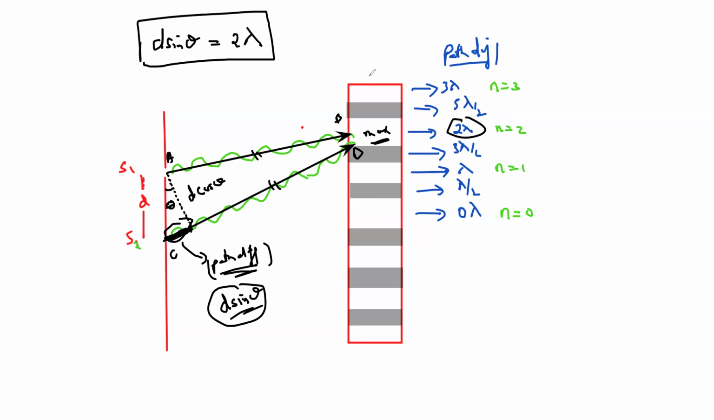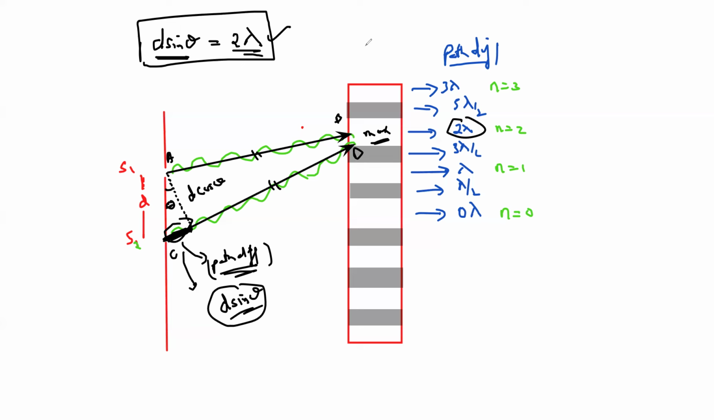Path difference means the additional distance which one wave covers more than the other. On the screen, when they meet, according to the position, the path difference should be 2 lambda. And according to the distance moved by the two waves, the additional part one wave covers more than the other is d sine theta. So I can compare that d sine theta equals 2 lambda. Using this, if I know the spacing between the slits, I can work out the wavelength, or if I know the wavelength, I can work out the spacing between the slits.